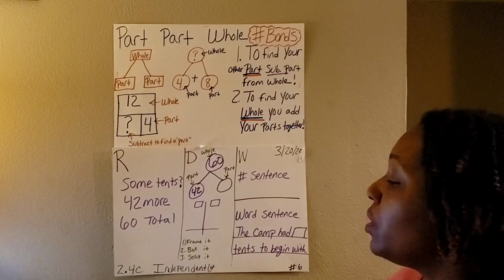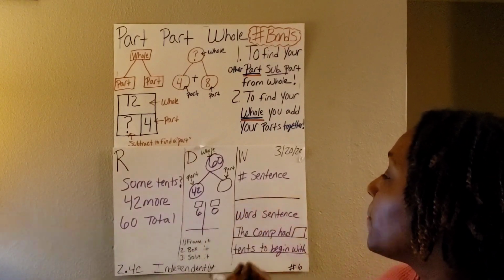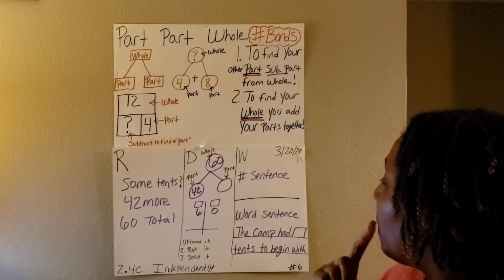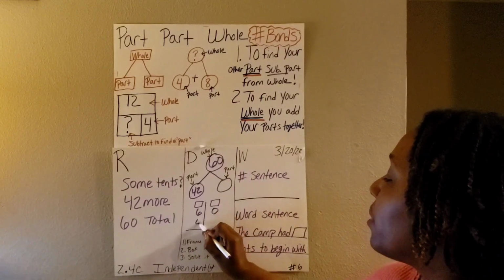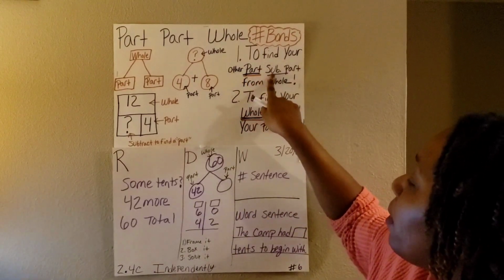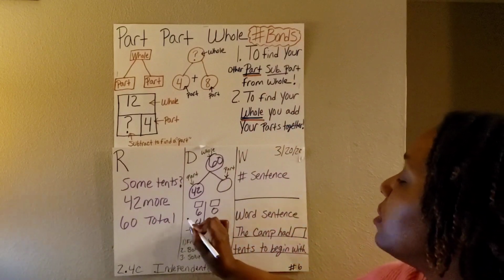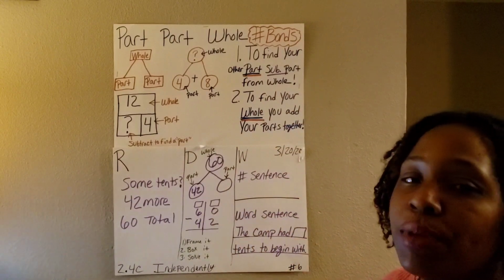And then we always know that our bigger number goes up top, 60. And our smaller number goes at the bottom, 42. And it tells me to find your other part. You need to subtract your part from your whole. So I know I need to subtract. That's the operation we'll be using, okay?